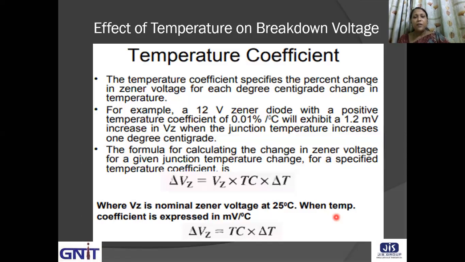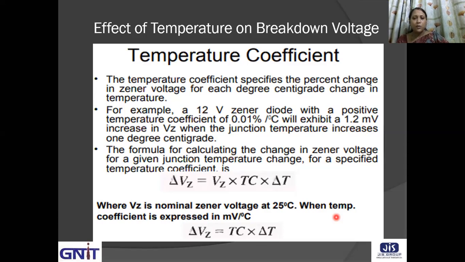So now the effect of temperature on breakdown voltage. Let us start with temperature coefficient. The temperature coefficient specifies the percentage change of Zener voltage for each degree centigrade change in temperature. For example, a 12-volt Zener diode with a positive temperature coefficient of 0.01% per degree Celsius will exhibit a 1.2 millivolt increase in Zener voltage when the junction temperature increases 1 degree centigrade.